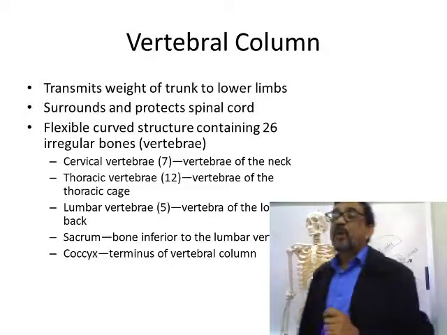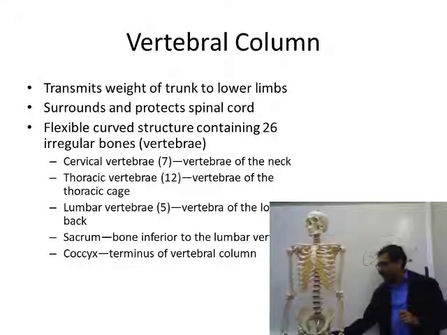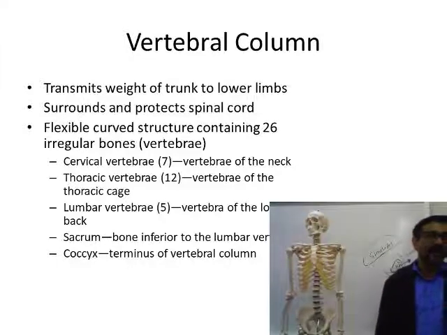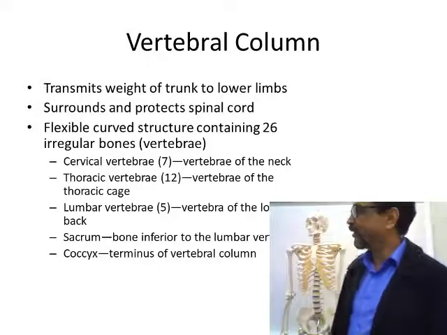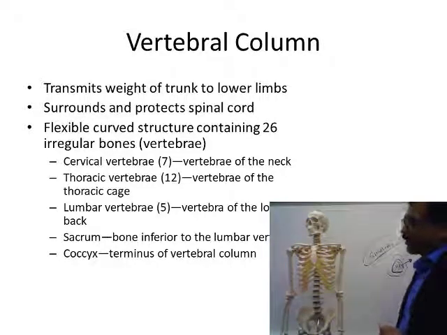Then you have coccyx, tail bones. The number of coccyx is not fixed. It could be 3, 4 or 5. So the number varies, and those are tiny tail bones.